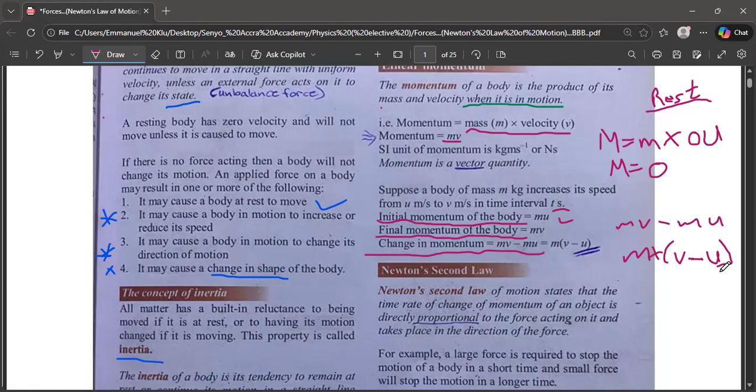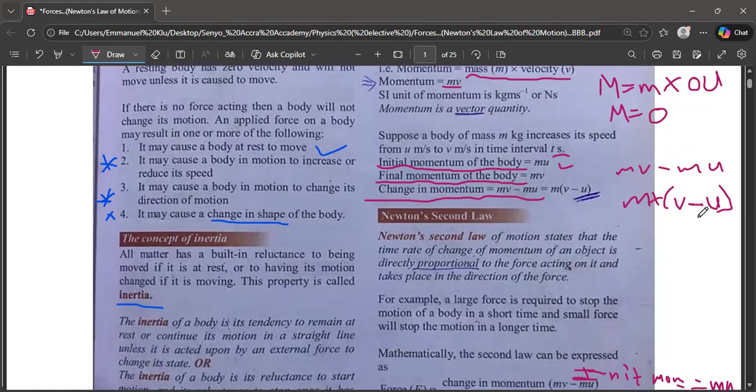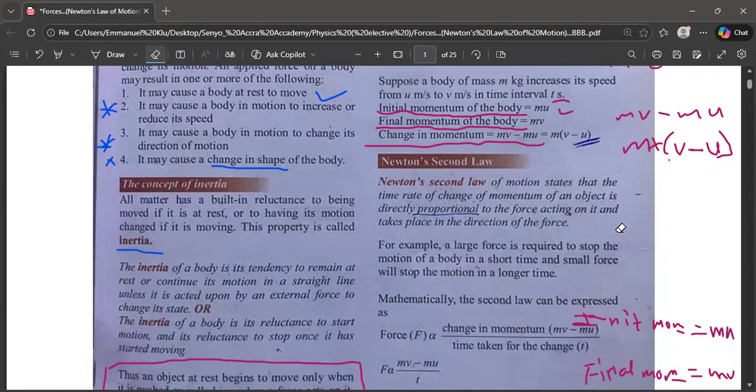So let's quickly look at this: if you divide this by time, you are going to get m times the change in velocity over time. But we are going to meet that in Newton's second law of motion, so let me leave it over here. Now let's continue with Newton's second law of motion. Kindly read and let's continue.